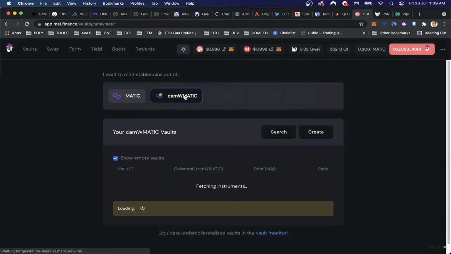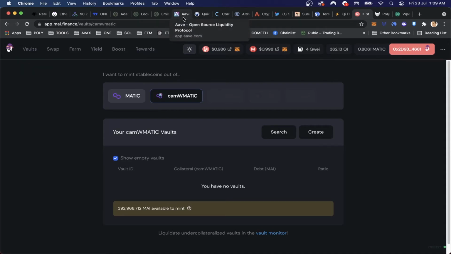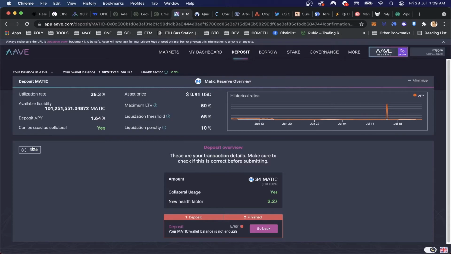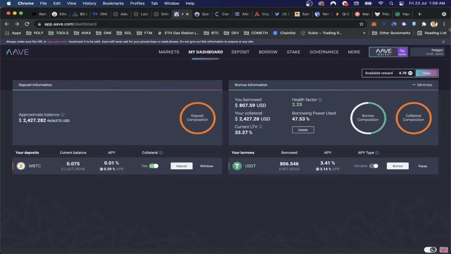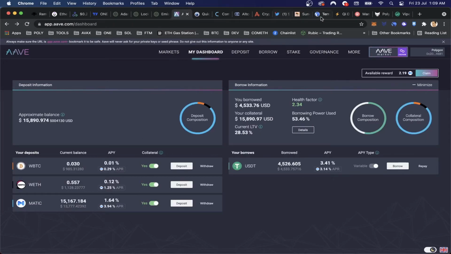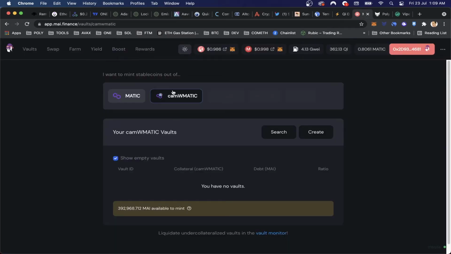My Finance CAM Wrap Matic is now available as well. So again, check out my tutorial if you're wondering what that's all about. It's basically an auto compounding AAVE Matic deposit. So basically, once you've got that, you can actually loan against that as well. So you can deposit your Matic on here, and then you can loan it. Just check out the tutorial, it explains everything.